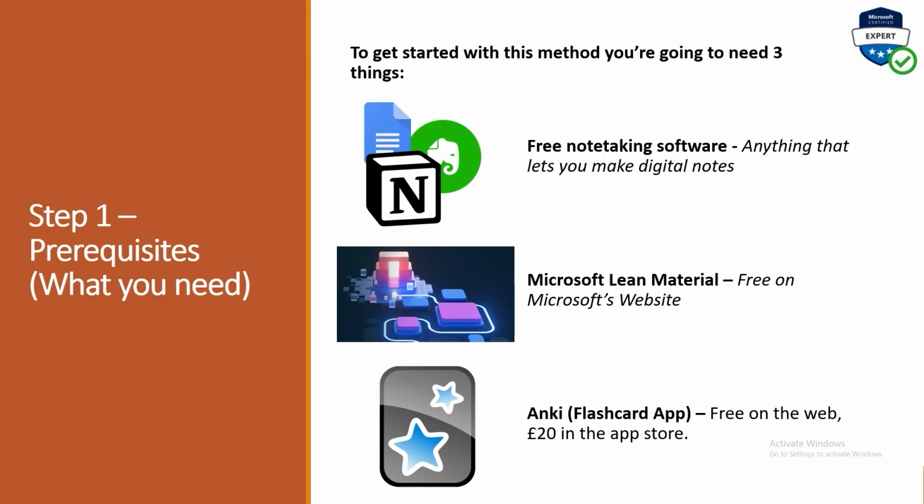So starting with step 1, the prerequisites. So what are you going to need? So to get started, you're going to need these 3 things. The first thing is a free note-taking software. So anything that lets you make digital notes. If you want to write them on paper, feel free, but I highly recommend taking them digitally. It's just quicker and you're less likely to lose them. So my personal favorite is Notion, but you've got Evernote, or you can even use Google Docs if you want.